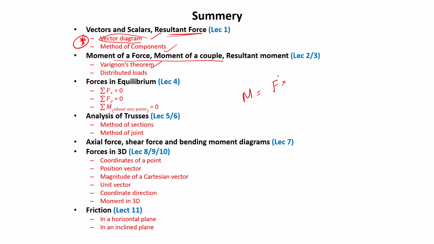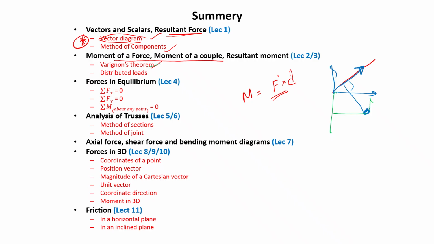Am I right? When you consider the perpendicular distance, sometimes you can't easily find it. In that case, you can consider the components of the force. For example, for this force, if you want to find the moment about this point and can't find the perpendicular distance easily, you can find the components and consider the resultant moment from the two components. That we call Varignon's theorem.